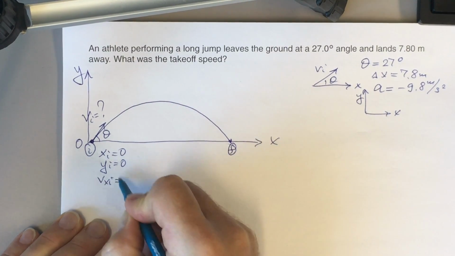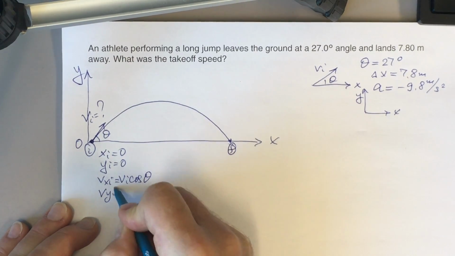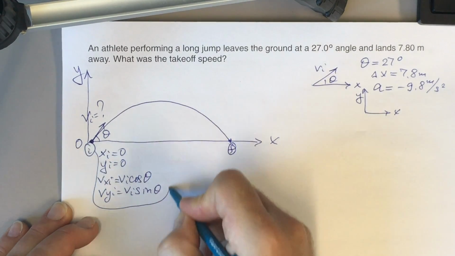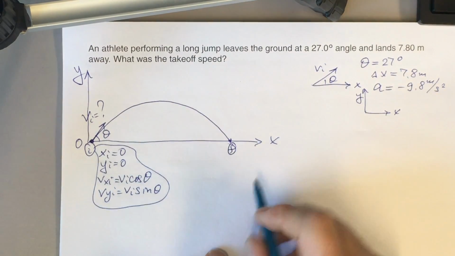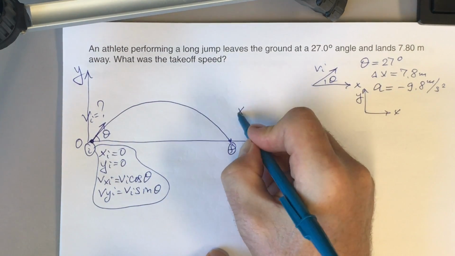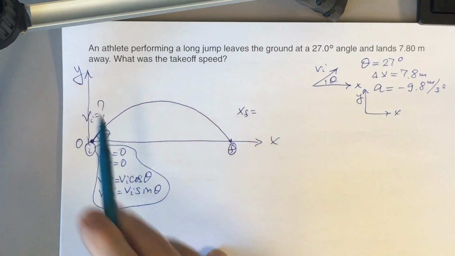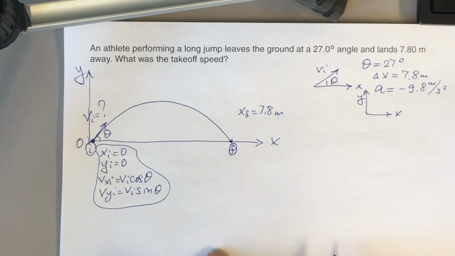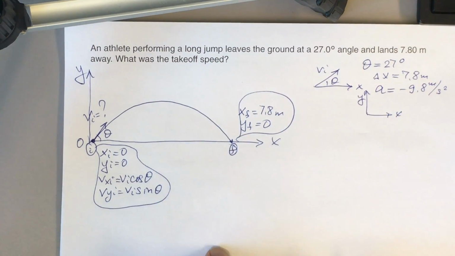Vx initial will be v initial times cosine theta. Vy initial will be v initial times sine theta. Those are general formulas, and this is what we know about initial point. What do we know about final point? We know that x final is the distance from origin, in our case from initial point, and this is 7.8 meters. This is our distance covered by the athlete during the jump. Y final is 0. Nothing else we know.